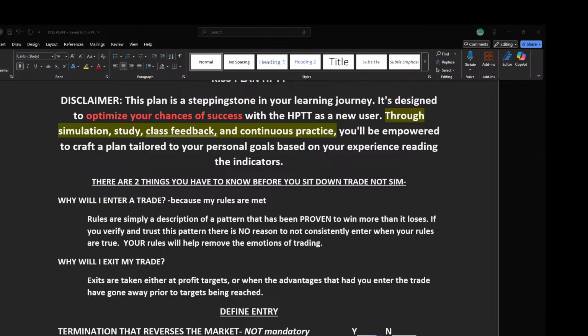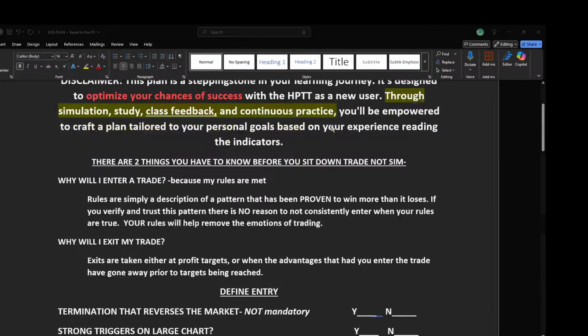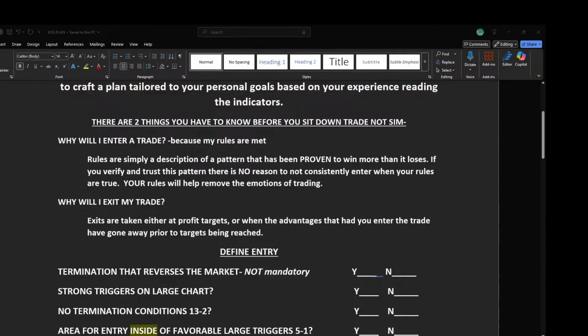And because it wins more than it loses, but it still loses on occasion, you don't set yourself up for this distraught feeling if it doesn't win. You'll simply say, "Wow, I had the best pattern, my rules were met, the advantages were there. This must be one of those 20 to 30%." It removes the emotions from trading, guys. It really does. But then you have to know why you're going to exit.